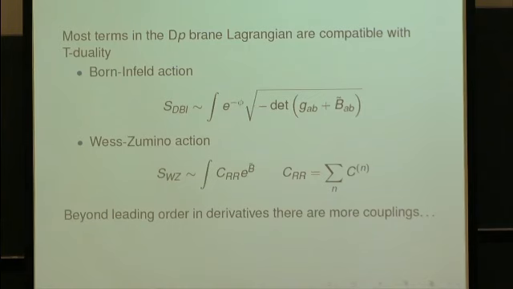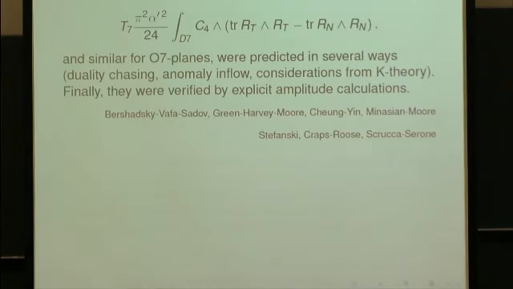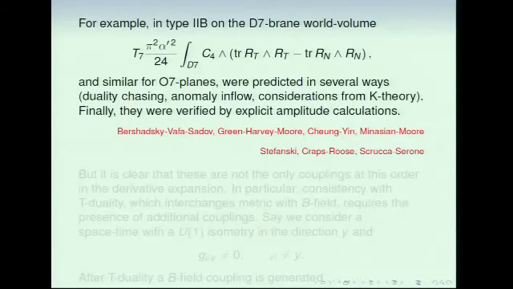Now, but these are of course not all terms in the D-brane effective action. There's stuff beyond leading order in derivatives. So here's an example of such an interaction on a D7-brane volume. It involves the Ramond-Ramond 4-form and different types of curvatures on the tangent bundle and the normal bundle. This is of course only a special type of higher derivative coupling that involves curvature.